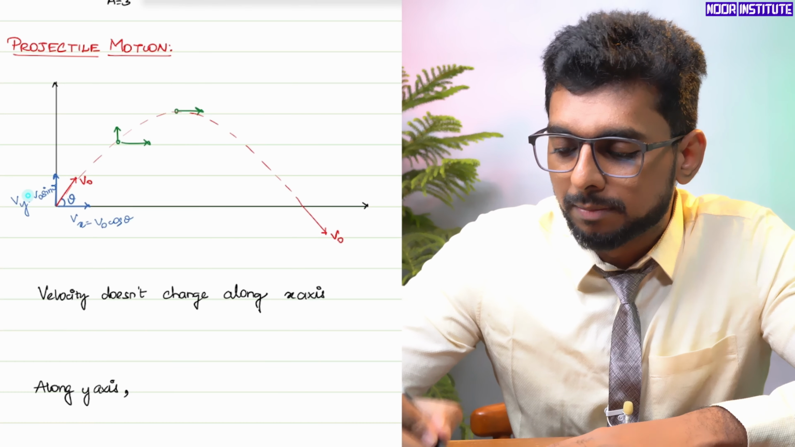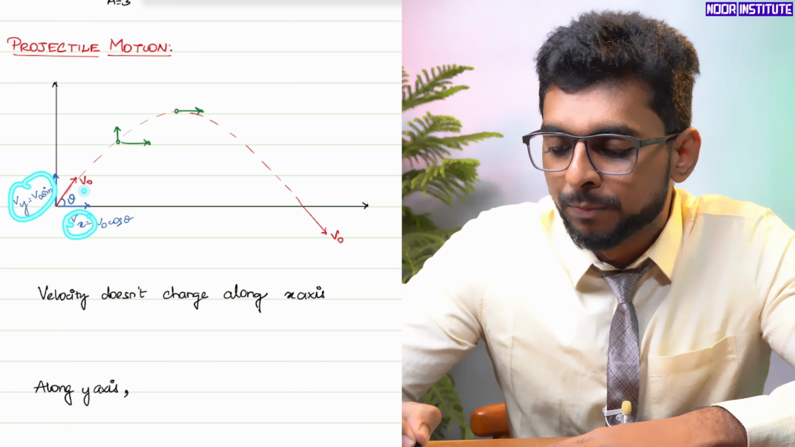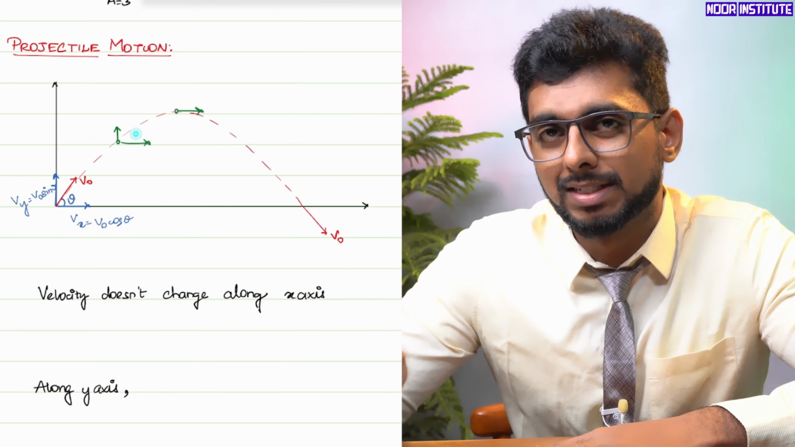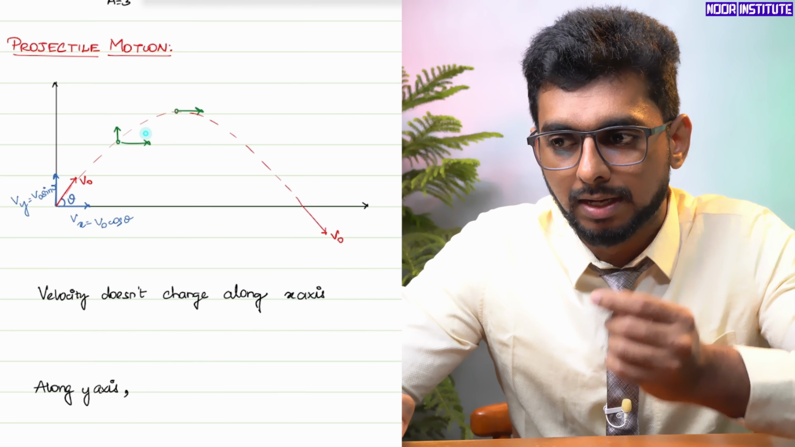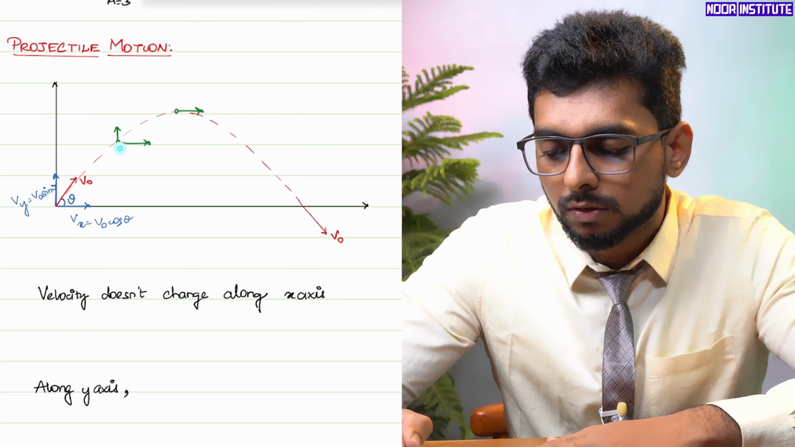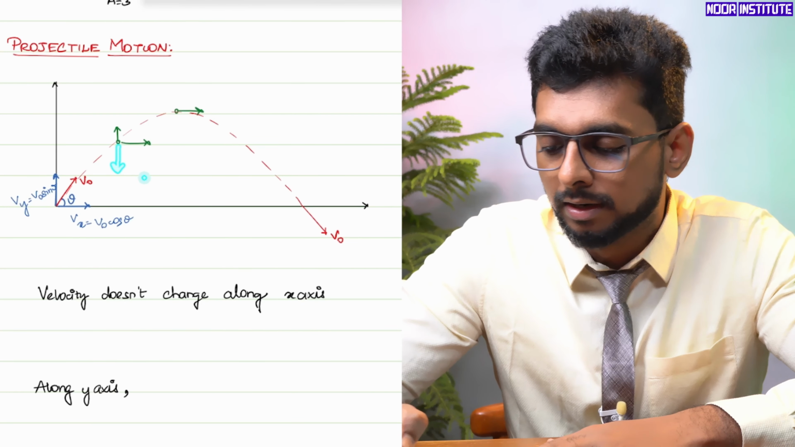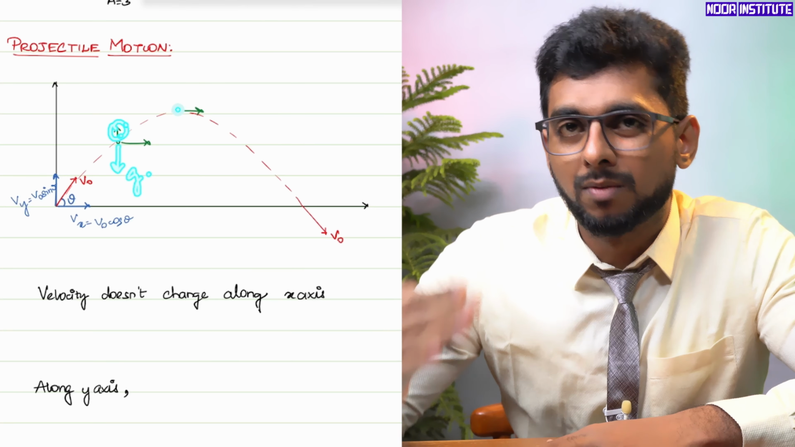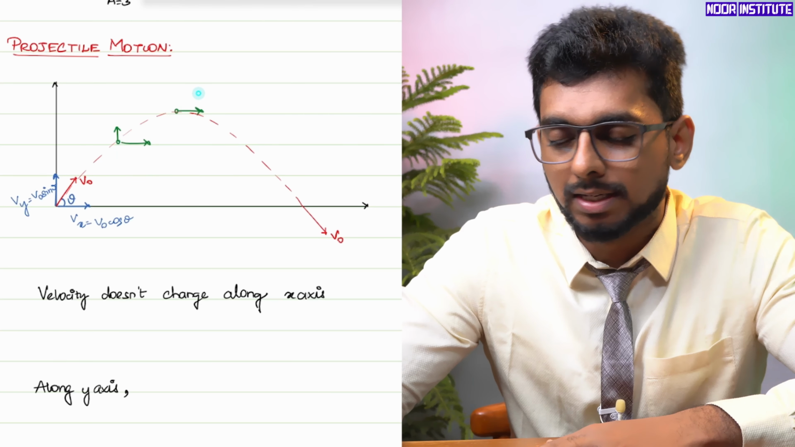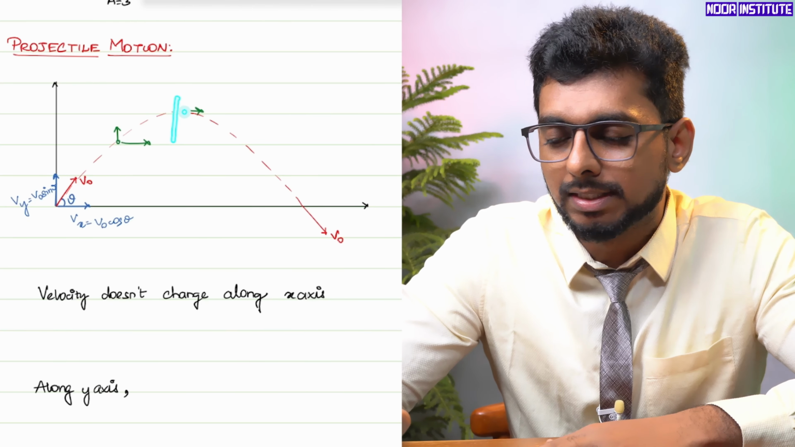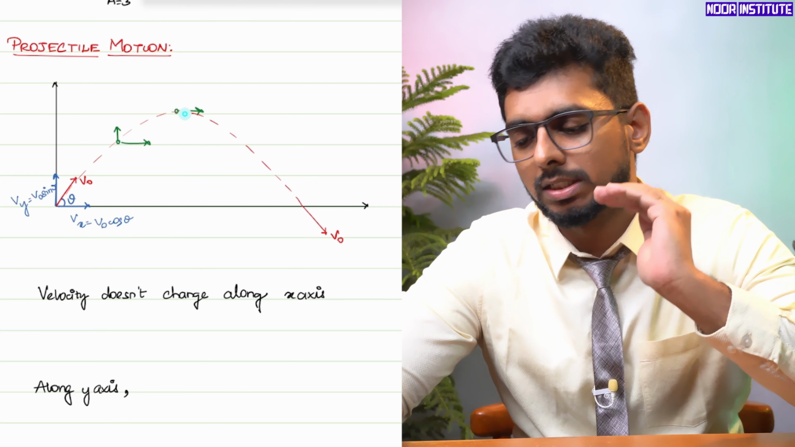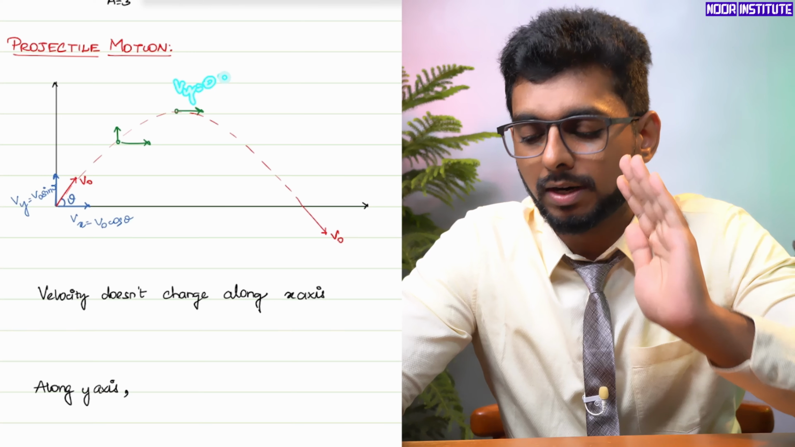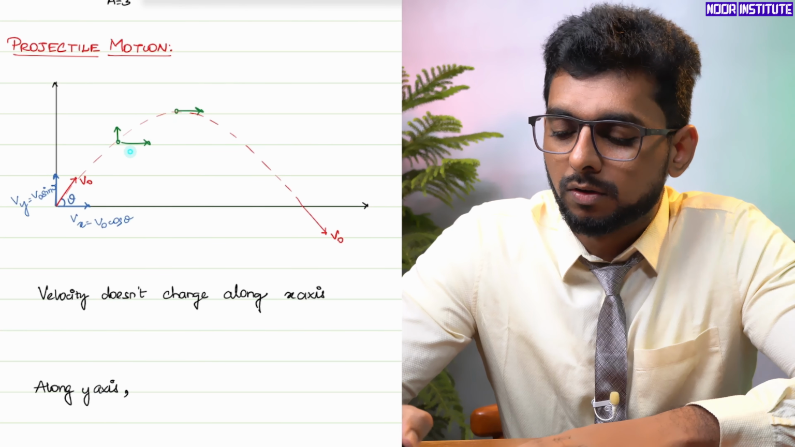Let's see what will happen to vy and vx. In the entire motion, as I have already told you, the only acceleration acting on this object is the acceleration due to gravity. It is acting exactly downwards, fine. So velocity along the y will keep on decreasing during its ascent, and when it reaches its maximum height, its topmost point, velocity along the y becomes zero, obviously. But what will happen to the velocity along the x?